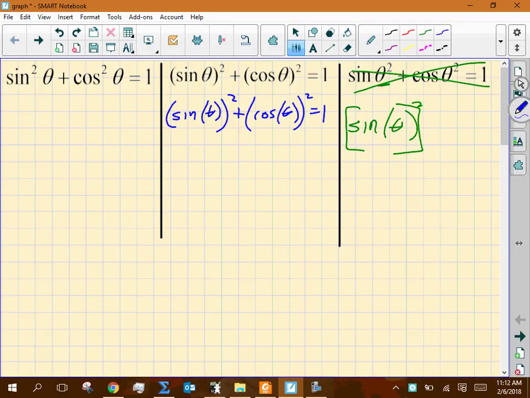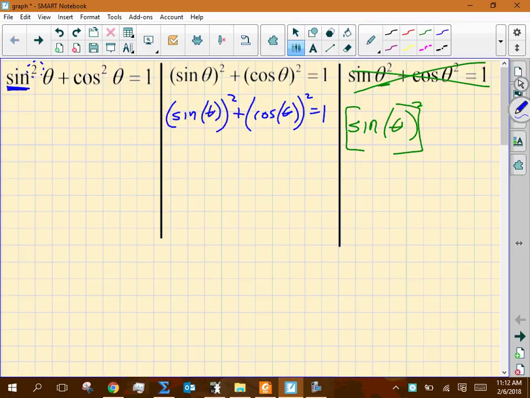So to eliminate any ambiguity on where that power of 2 goes, what it's squaring, we, as a math community, developed this notation. We put the squaring behind the function, the ratio. So now it's sine squared theta.